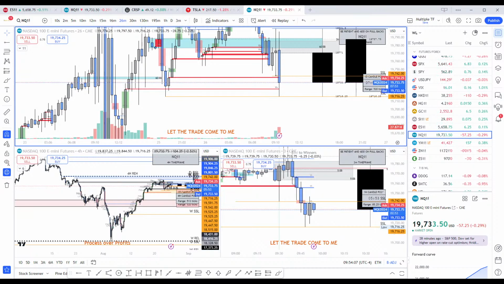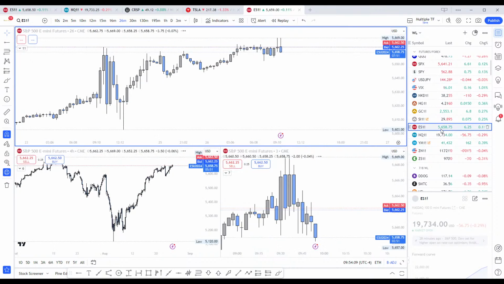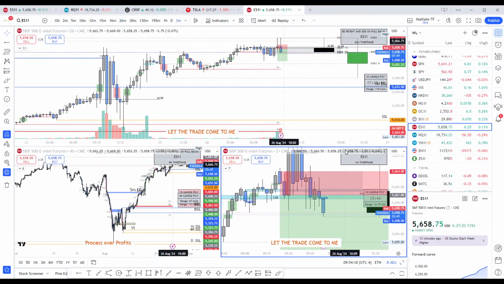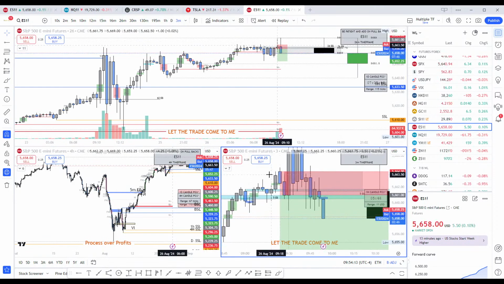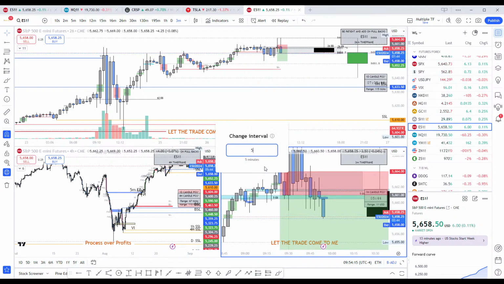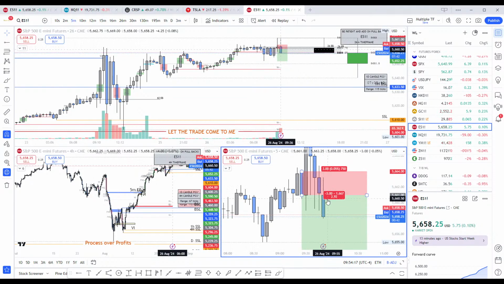Are we going to get this confirmation here on ES? We're seeing expansion, but no confirmation just yet. 40 seconds left, and a lot can change in 40 seconds.